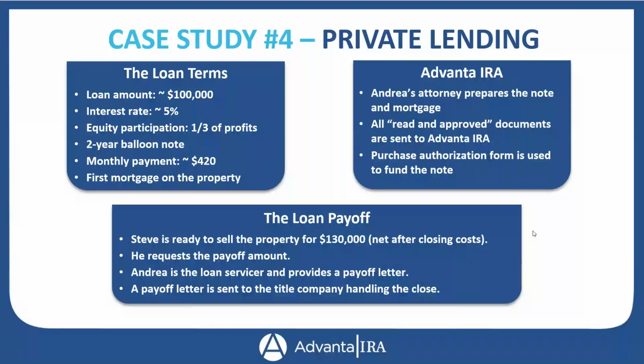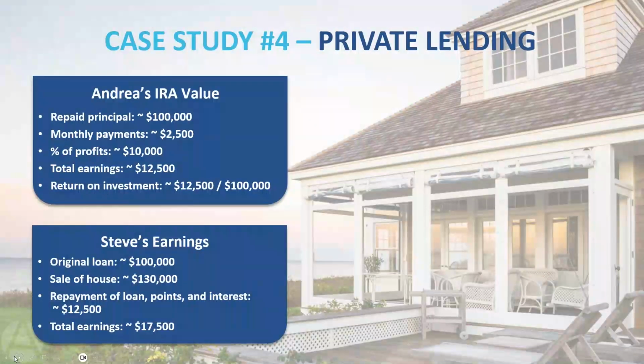When Steve is ready to sell the property and pay off the note, he requests a payoff letter. Andrea will provide that to him through her attorney. And then it will get paid back directly to the IRA. So the repaid principal was that $100,000 because this was an interest-only note with the monthly payments over time of $2,500 total. She got a share of the profits, so $10,000, and she had total earnings of $12,500.